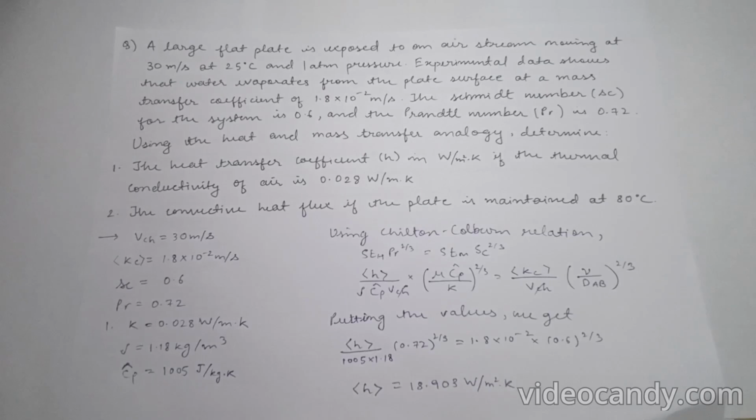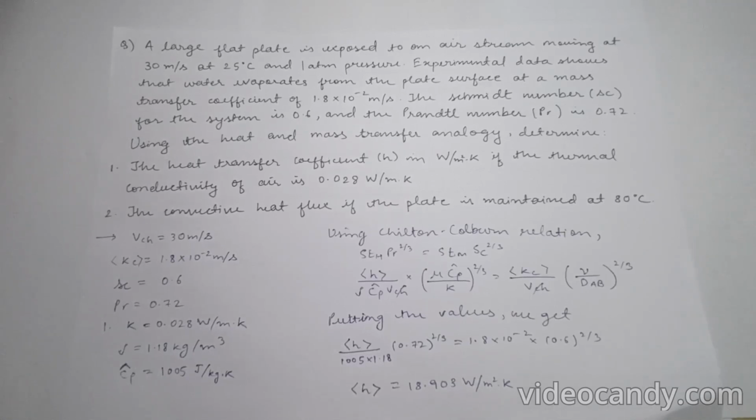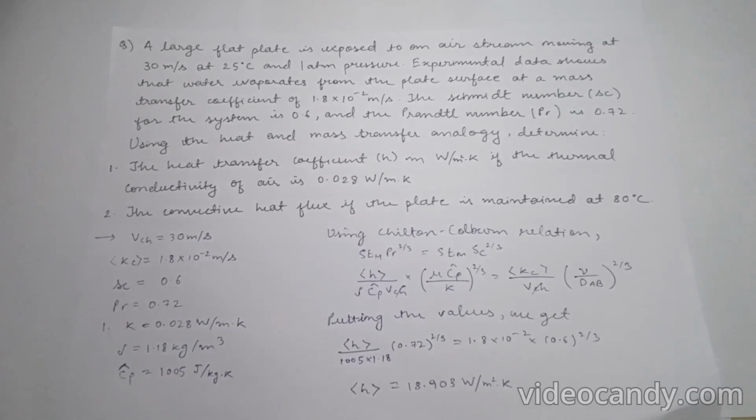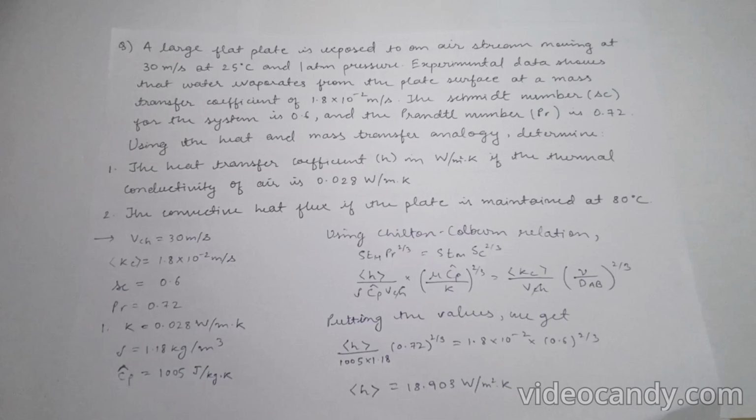Using the heat and mass transfer analogy, determine, as the first part of our question, the heat transfer coefficient in watt per meter square Kelvin if the thermal conductivity of air is 0.028 watt per meter Kelvin. And the second part, the convective heat flux if the plate is maintained at 80 degrees Celsius.